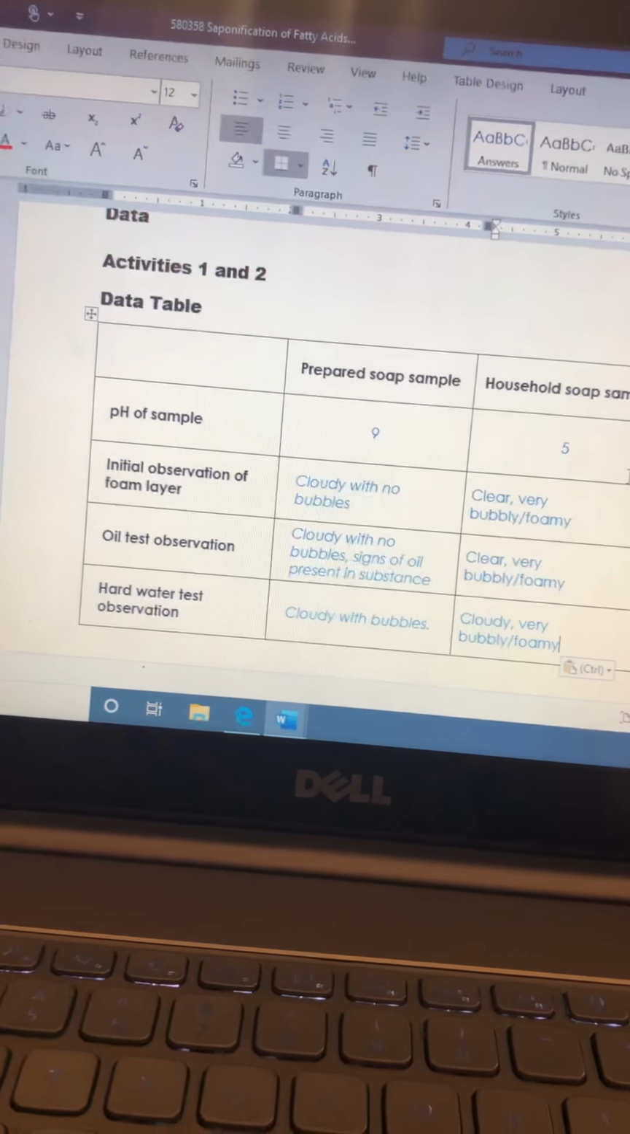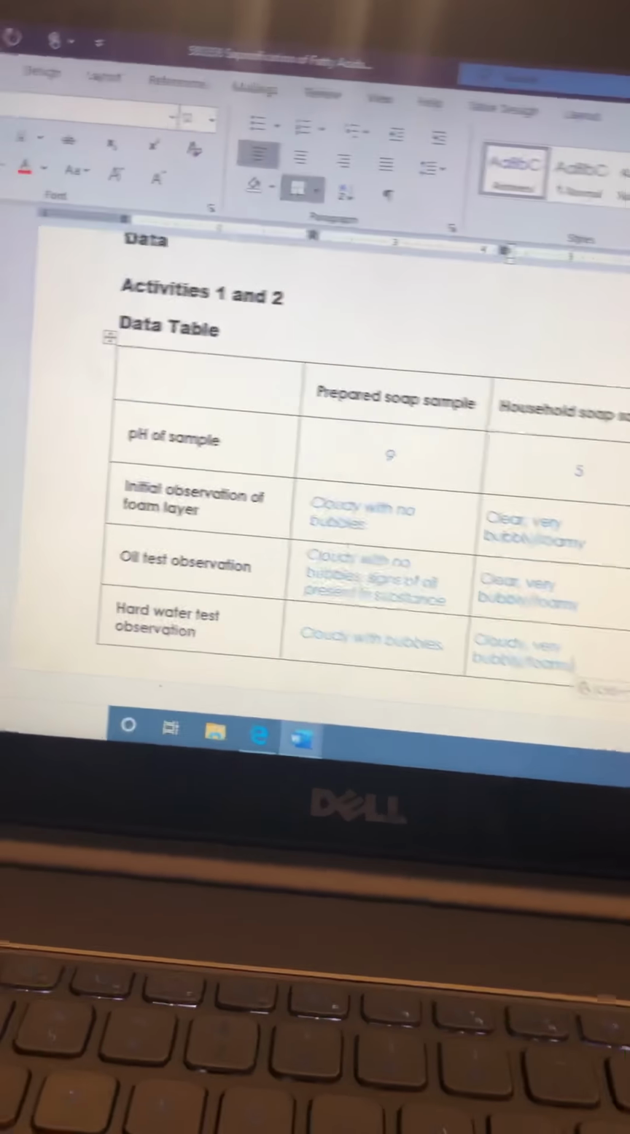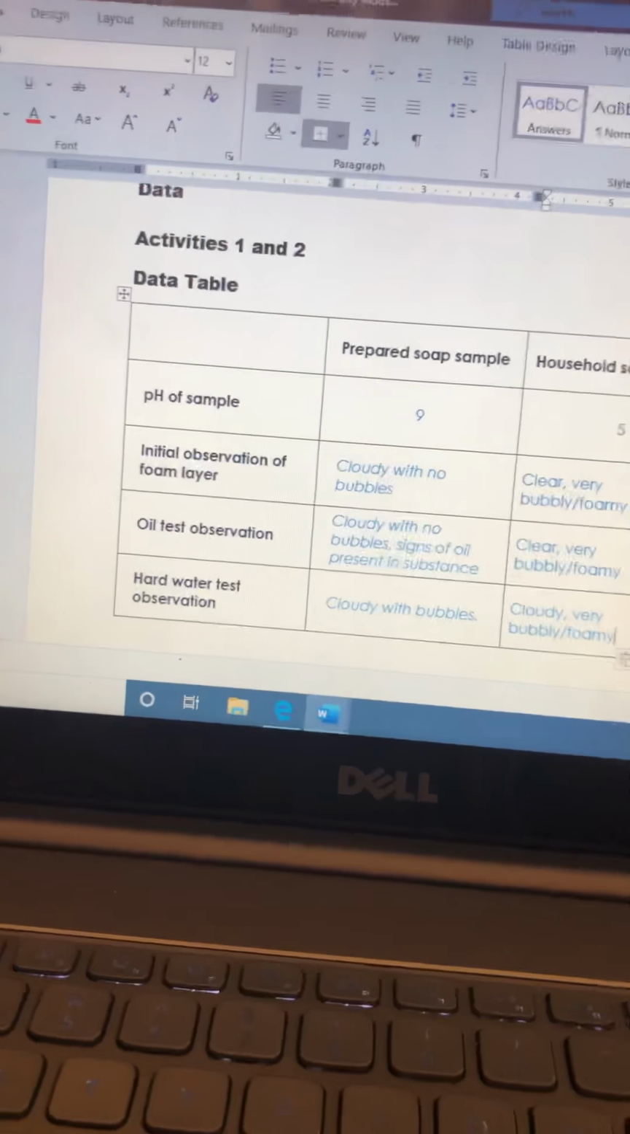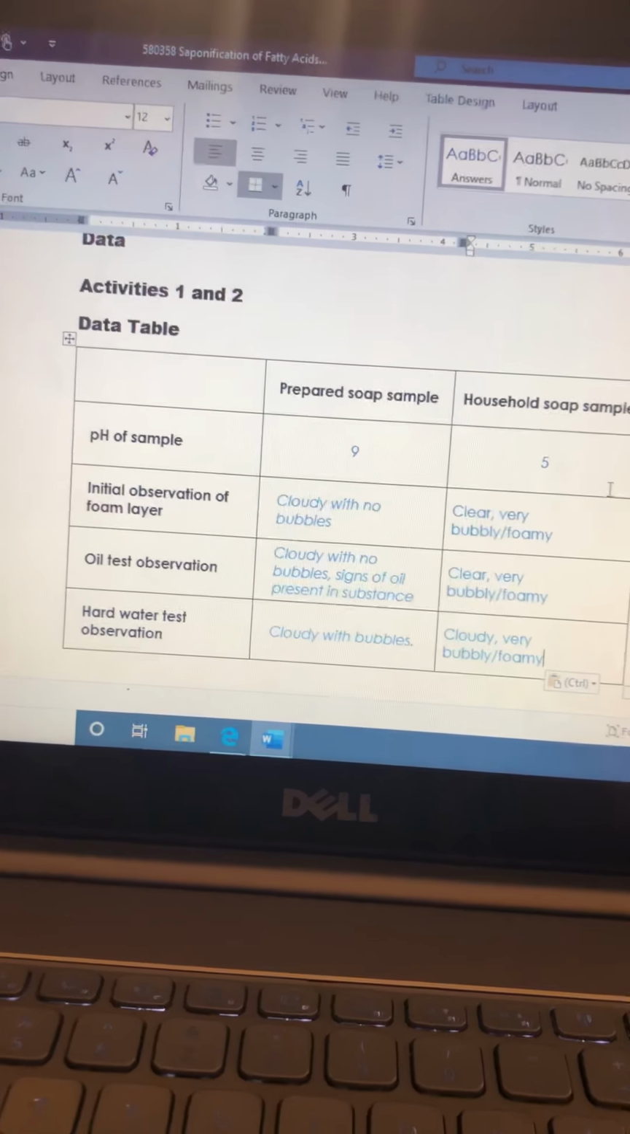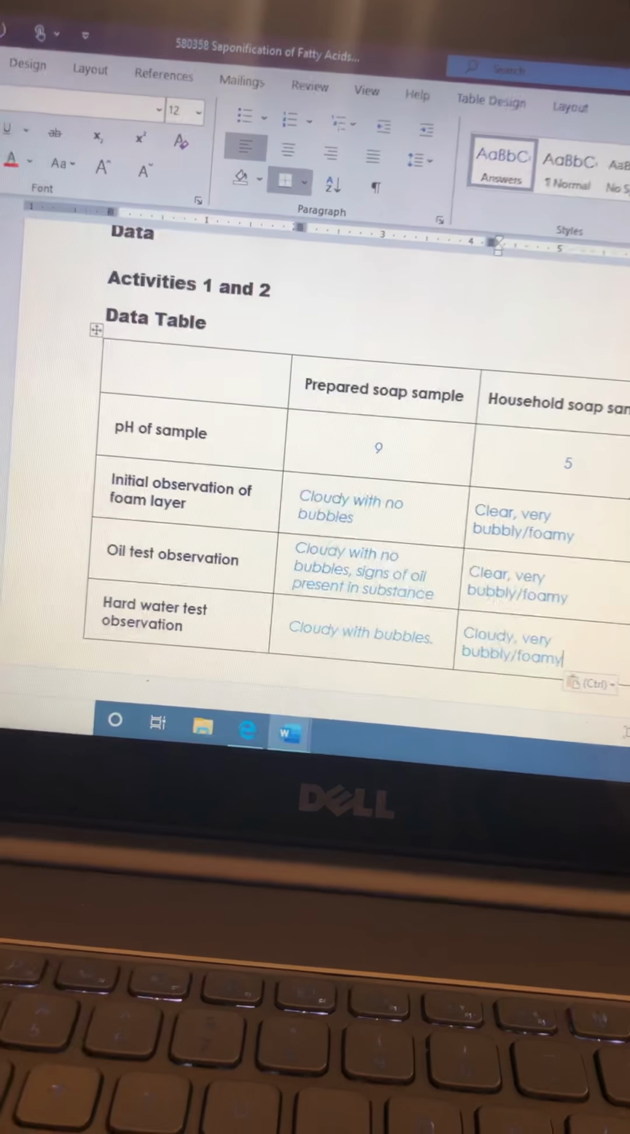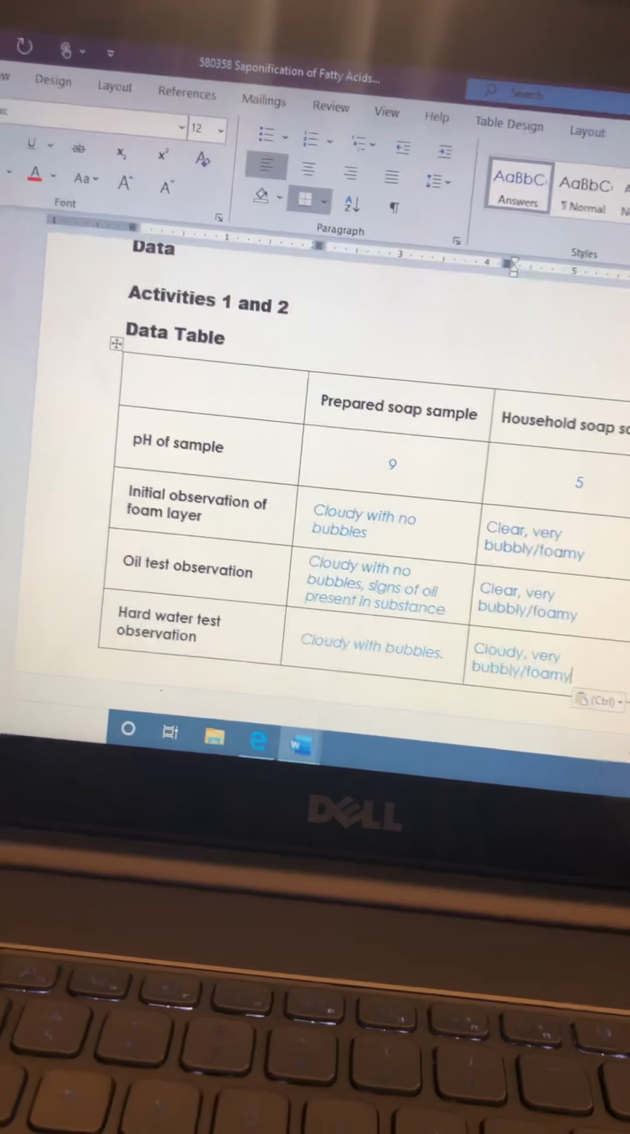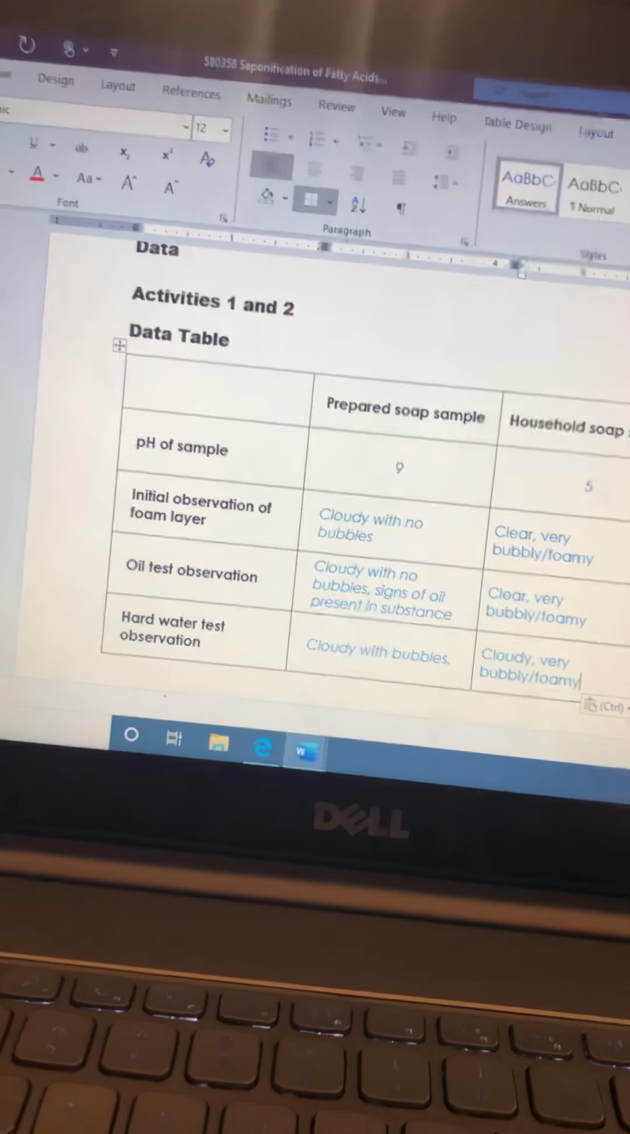Once it was done sitting, I used the filter to filter out the soap. I added 2 milliliters of the discarded mixture back into the vial and added an additional 2 milliliters of sodium chloride, shook them, and filtered them again.